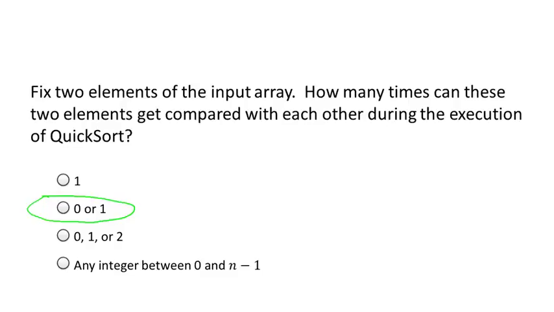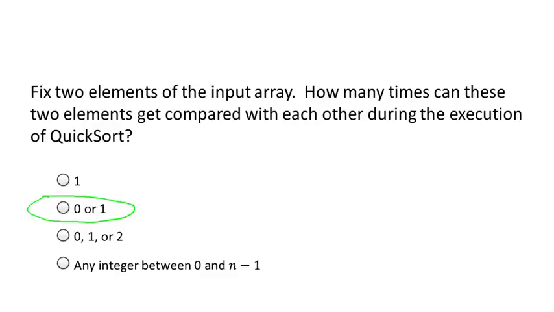Well, think about two elements, say the third element and the seventh element, and let's recall how the partition subroutine works. Observe that in quicksort, the only place in the code where comparisons between pairs of input array elements happen is in the partition subroutine. So that's where we have to drill down. So what are the comparisons that get made in the partition subroutine? Well, go back and look at that code.